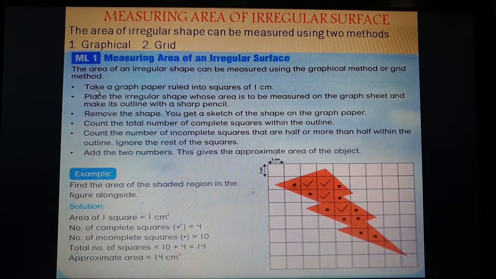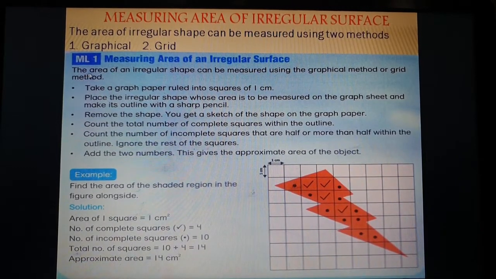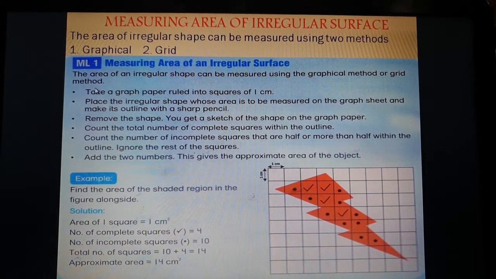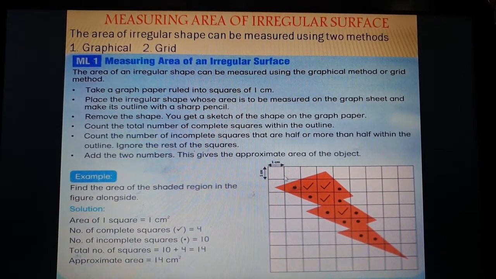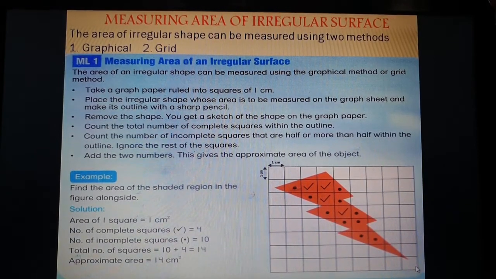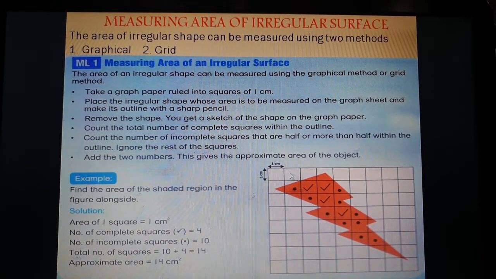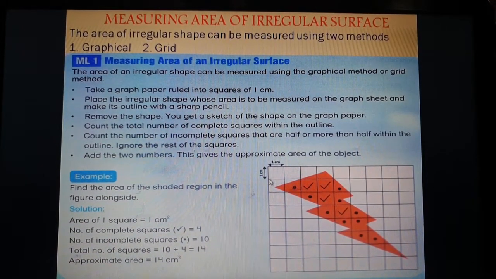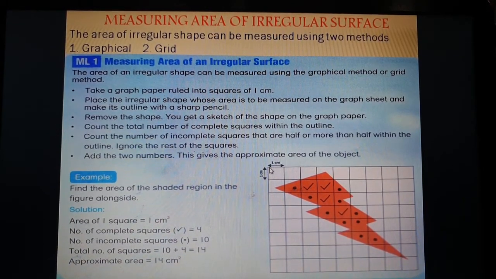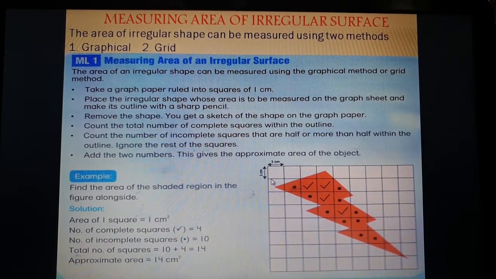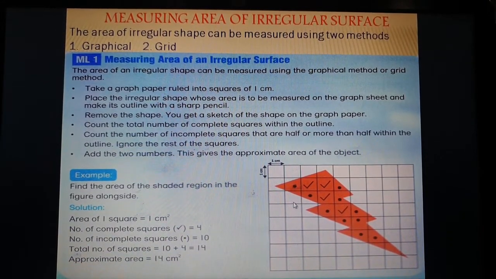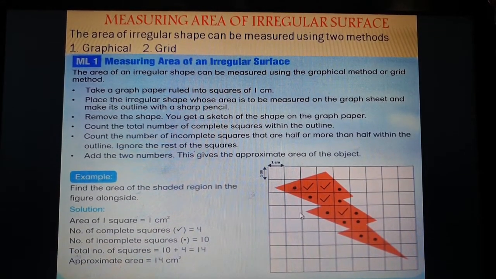Let us do an activity. The area of an irregular shape can be measured using the graphical method or grid method. Let us take a graph sheet. Let us assume that this is a graph sheet. First we have to take a graph sheet. Each box in the graph sheet will measure 1 centimeter. As you can see here, this complete box will measure 1 centimeter. Now place the irregular shape whose area is to be measured.